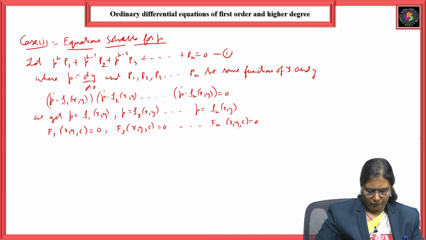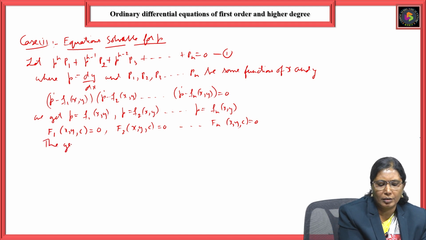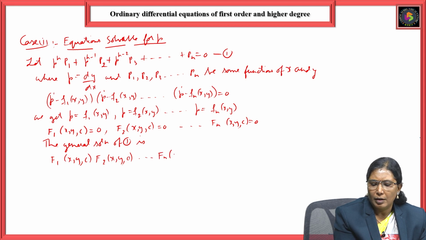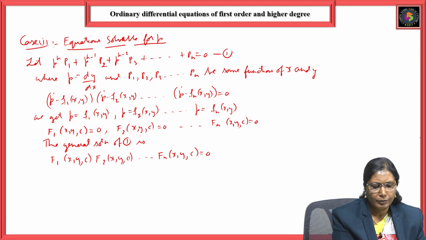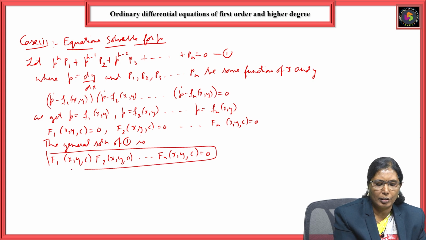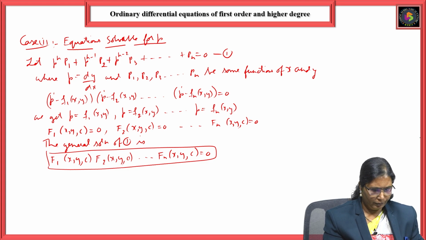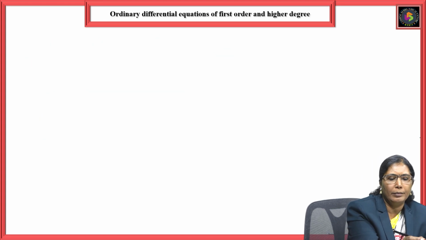So the general solution of equation 1 is obtained by multiplying these solutions: f1 of x, y, c into f2 of x, y, c, and so on, into fn of x, y, c is equal to 0. This is the general solution of the given equation 1. Now we will solve the problems. Let us take one example.